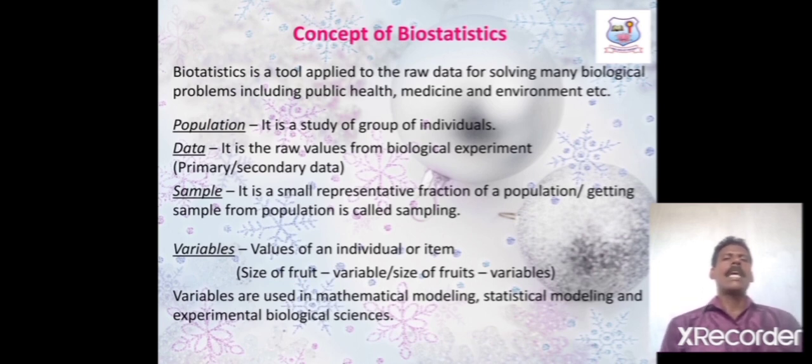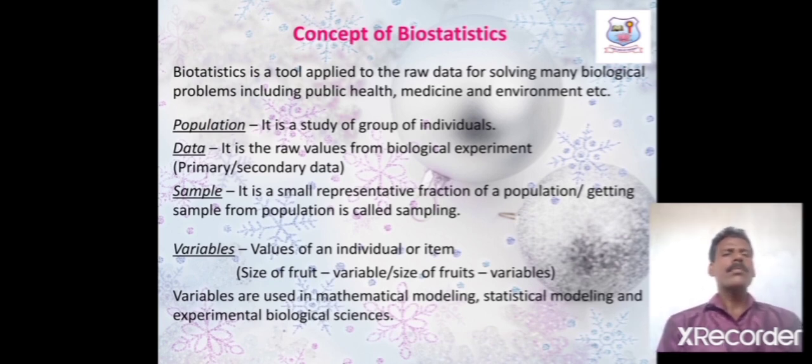Here, sampling from the entire population is suitable for getting that value as data. So here the sample, what does it mean? Sample is nothing but a small fraction of the population. So once you are getting a sample from the population, it is known as sampling. There are many variables from the individual data collected from the experimentation.